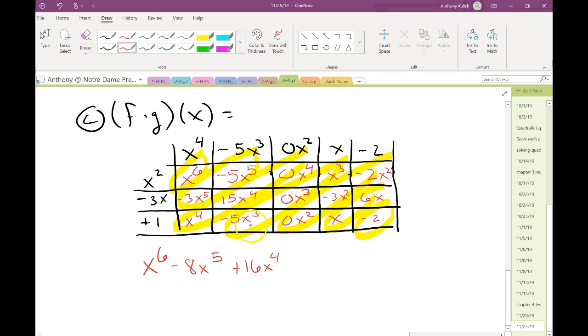I have negative 5x to the third, 0, and 1x to the third to give me negative 4x to the third. 0, negative 3x squared, negative 2x squared gives me negative 5x squared. x and 6x gives me 7x, and then just the negative 2 at the end. So that would be my final answer. Everybody okay with how I collected the things from the grid and turned it into the final answer?